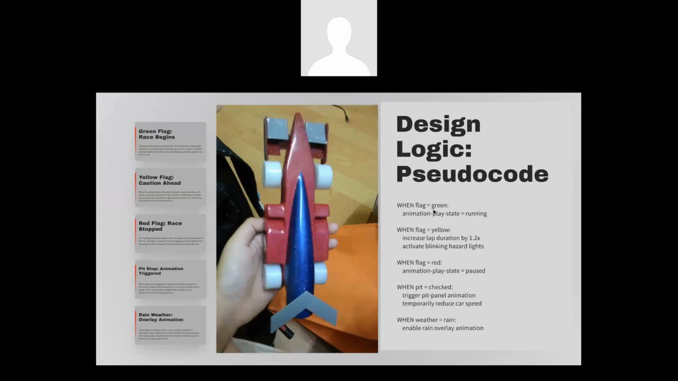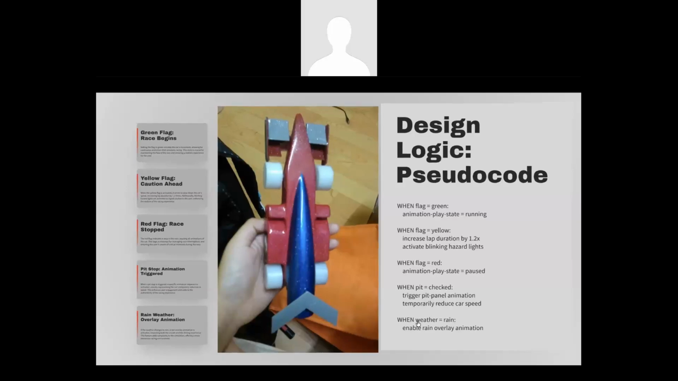Coming to the design logic and the pseudocode, as we already talked about before, when the flag is green, set the animation play state to running, and when the flag is red, set the animation play state to paused. So this means that the car will stop whenever we click on the red button, and then it will start again when we click on the green. Yellow is also similar to these.